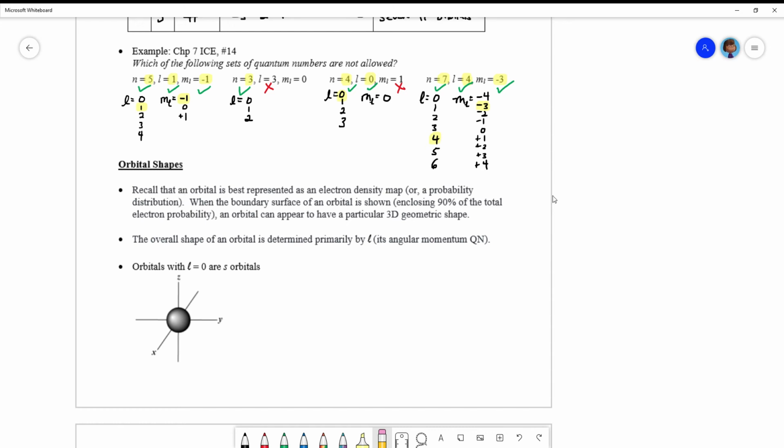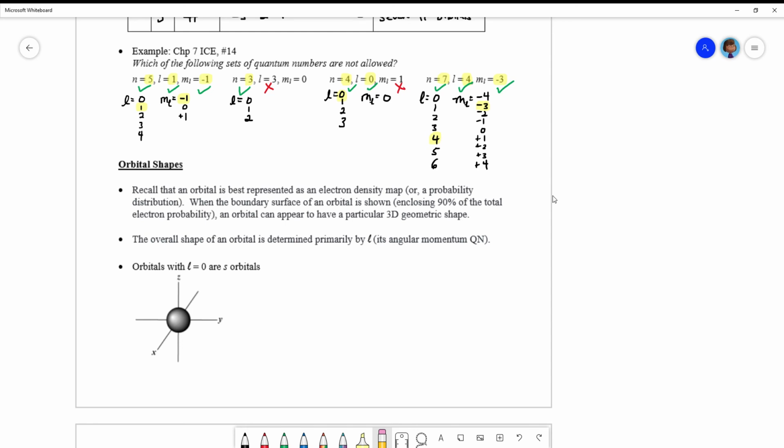Now, we can add a boundary surface to an orbital. And we also found out last time that that boundary surface indicates where 90% of the total electron probability is within that boundary surface. And when we add that boundary surface, it appears as if the orbital has a particular three-dimensional geometric shape. And that's what we're going to be focusing on: these apparent three-dimensional geometric shapes that orbitals take on.